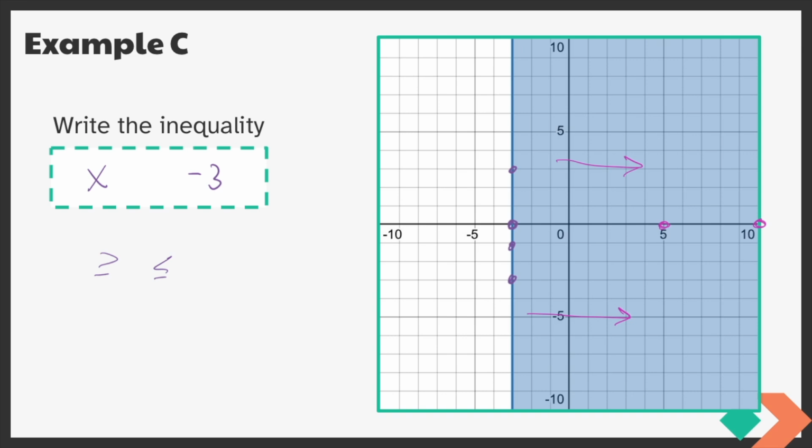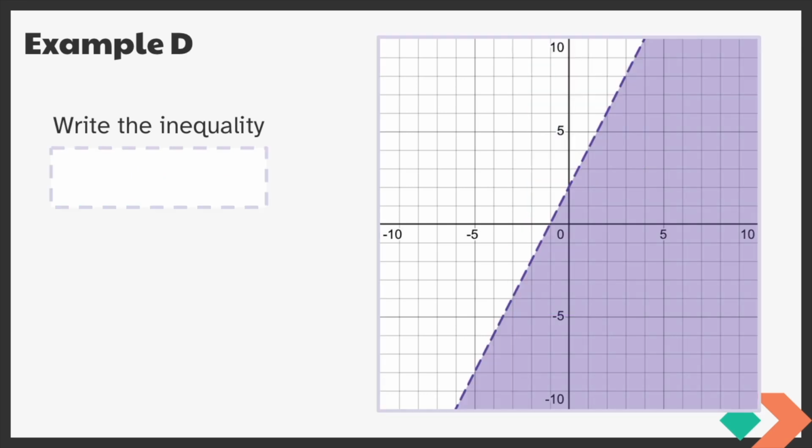All those numbers are greater than negative 3, and that's the area that's being shaded. If all the areas on the other side are being shaded, that's the sign that we would choose, but we're looking for all the numbers that are greater than or equal to x, and again, we're using the greater than or equal to sign because the line is solid, so that is our inequality. Now let's move to the next example.